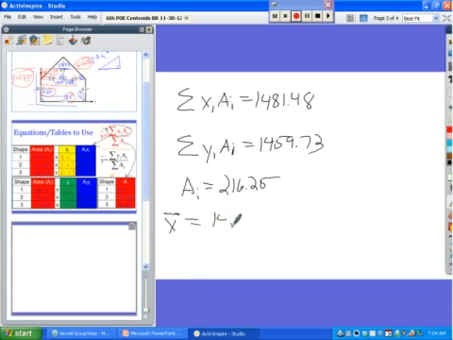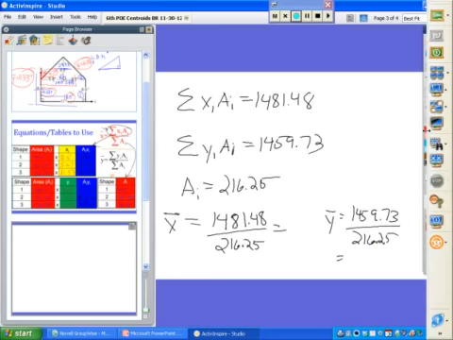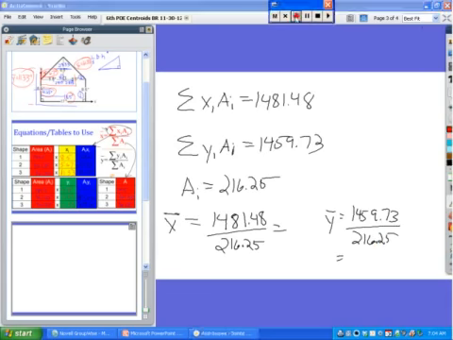So X bar is 1481.48 divided by 216.25, which gives me a number, and my Y bar is going to be 1459.73 divided by 216.25, which is then also going to give me a number. So the X portion of our centroid comes out to be 6.85. The Y portion of my centroid is 6.75.